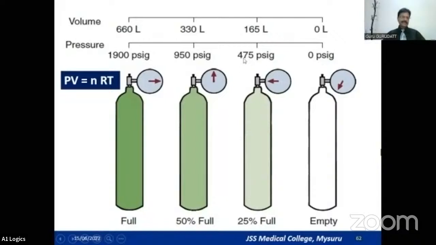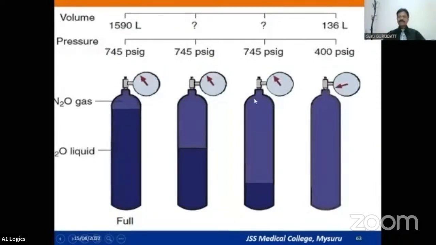So just by looking at the pressure gauge, you know the amount of oxygen present, because the volume of a fully loaded E-type oxygen cylinder is about 660 liters. Half full, you know it is 330, 1/4 full, 165. That is how, by looking at the pressure gauge, you know how much oxygen is present. Whereas with nitrous oxide, as I told you, it is always a liquid, because the critical temperature of nitrous oxide is 36.5, which is much higher than the room temperature. So it always remains a liquid gas. Till the last drop of nitrous oxide is evaporated, the pressure gauge will show the same pressure of 745 psig.